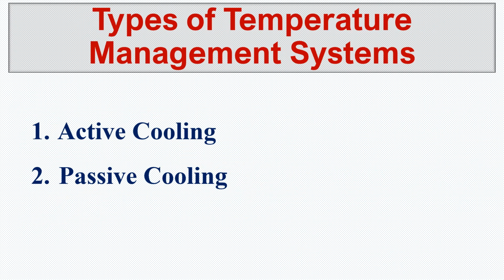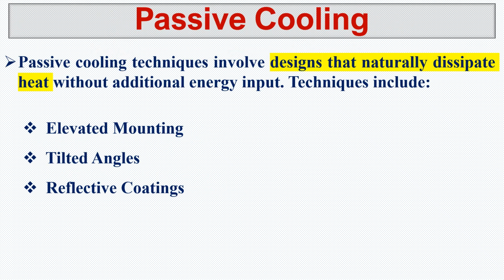Okay, so there are basically two types of temperature management systems: active cooling and passive cooling. Let's look at them one by one. Passive cooling means we are not going to install another system or setup for that. We just make a small modification in the solar PV system design, so it naturally dissipates heat. The concept is that by making small changes in the solar panel installation setup, where we install the panels, we create a natural cooling environment.